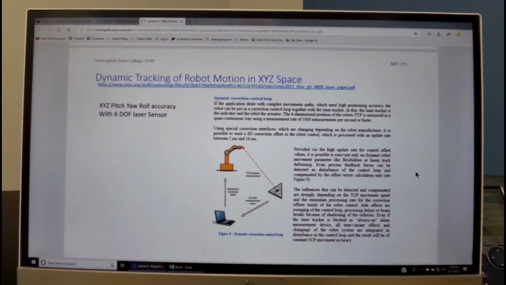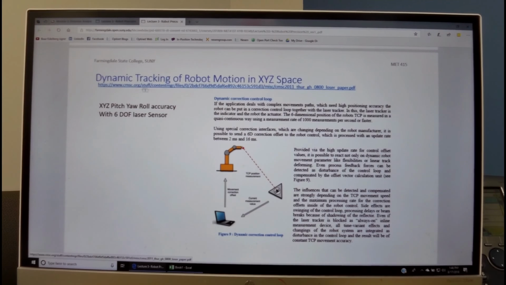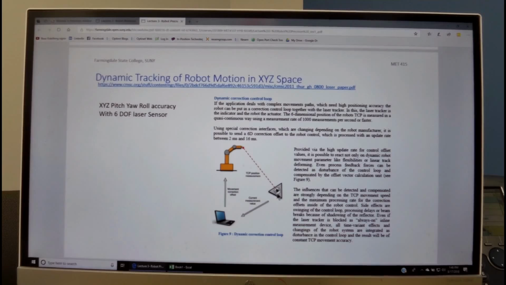This is the final slide that shows us how we do three-dimensional error mapping of a robot, or dynamic tracking. We have a laser interferometer, which is controlled by the PC or laptop over here, and this laser is shooting into the robot. The robot sensor traces it, and it transmits back the precision to the host computer.